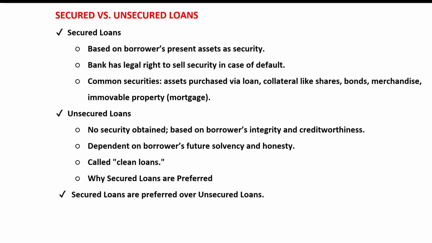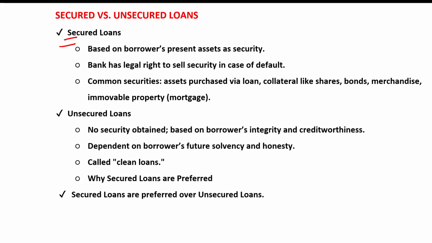Secured versus unsecured assets. A secured asset is one where the bank takes security against the money it lends. This security can be in the form of immovable property like land and building, or movable property like vehicle, gold or stock, or other valuable assets like bonds, shares, insurance policy. If the borrower fails to repay, the bank can simply sell the security and recover the money.